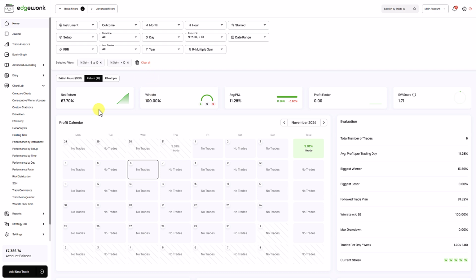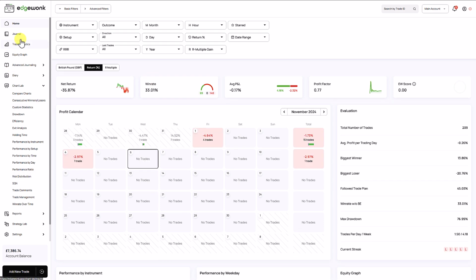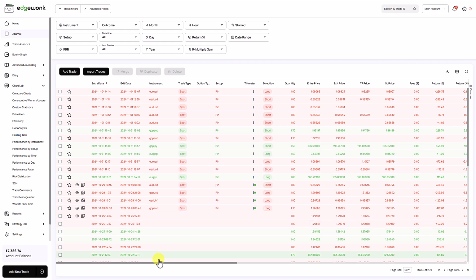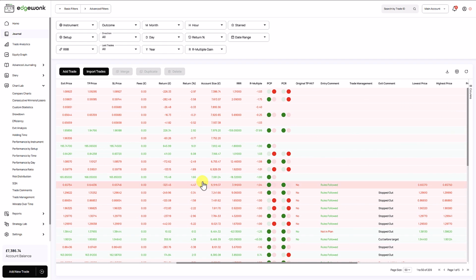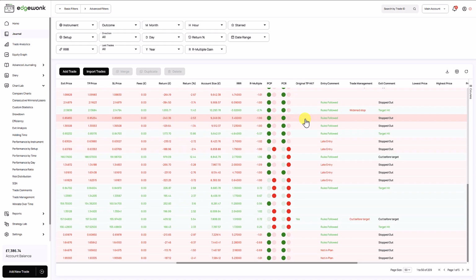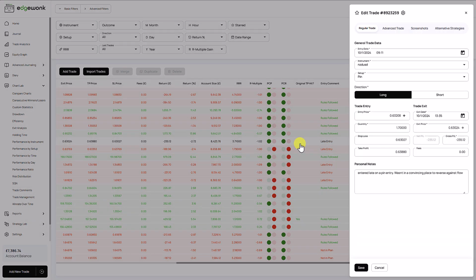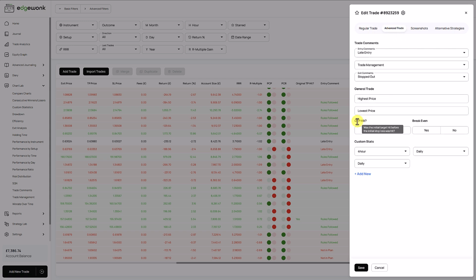So what I would suggest for the trader as well is when we go to the journal and we scroll here a little bit to the right, what we can see is that for all of his trades he has entered stop loss price and take profit price, or at least for most of the trades. But when we look here at the original take profit hit column, most of them are not filled. So the only thing you have to do here is open the trade and then under advanced trade, tick the OTP hit yes or no box.